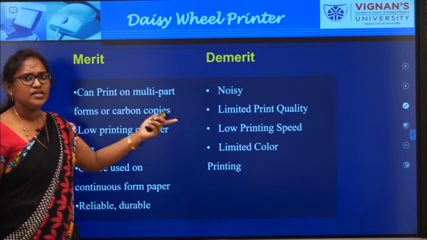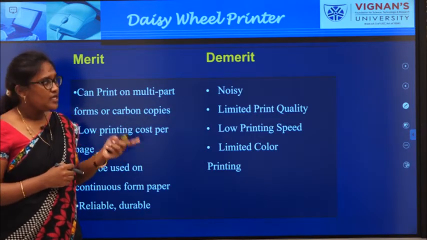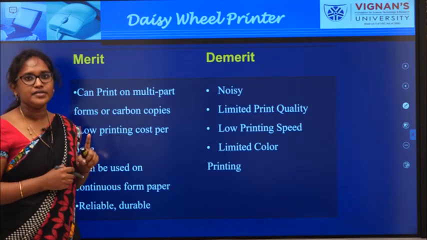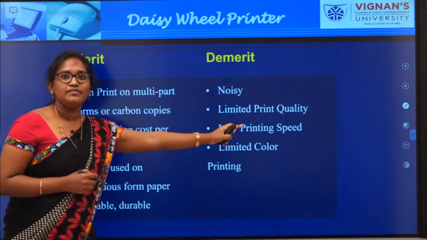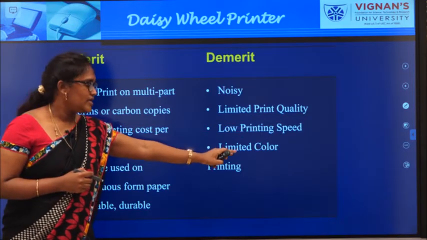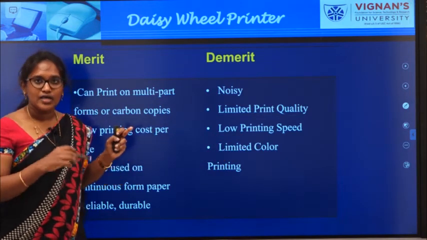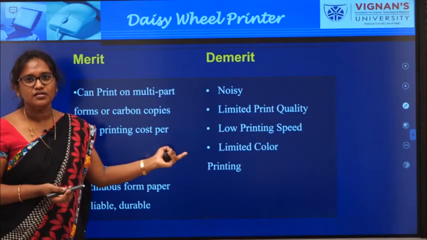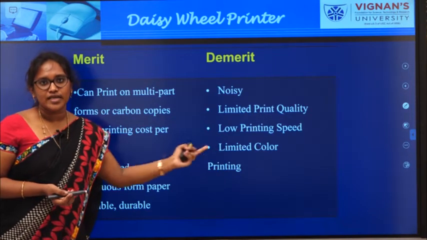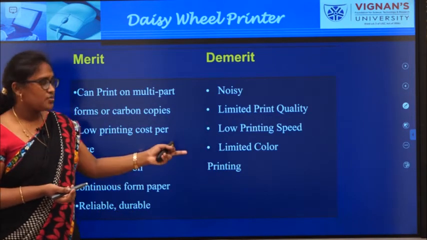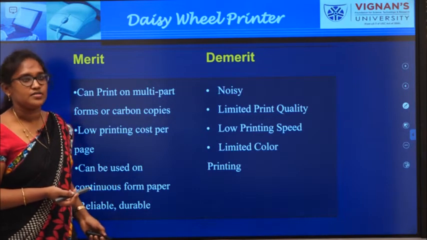As you already know, it is more noisy because the wheel has to rotate and each letter will take one complete rotation. That is one drawback. As well, the printing speed will obviously be low. Next, limited color. It doesn't have any kind of colored font. It is only suitable for having black color text on the paper. Next, it is only suitable for normal text but not for images.